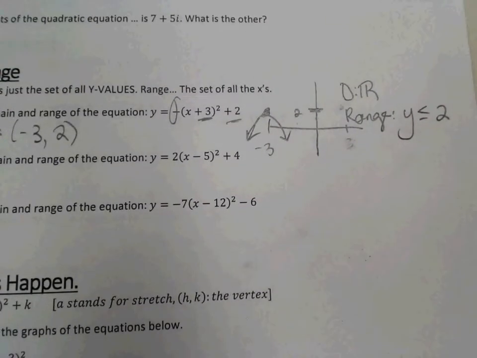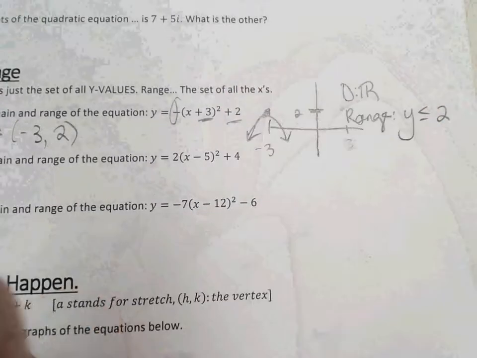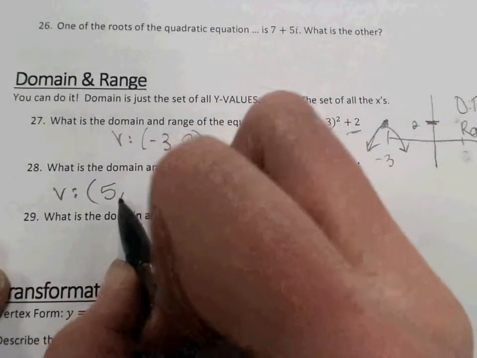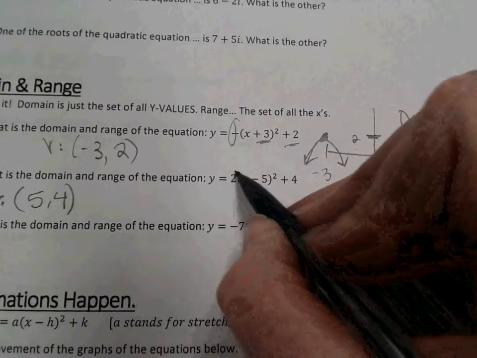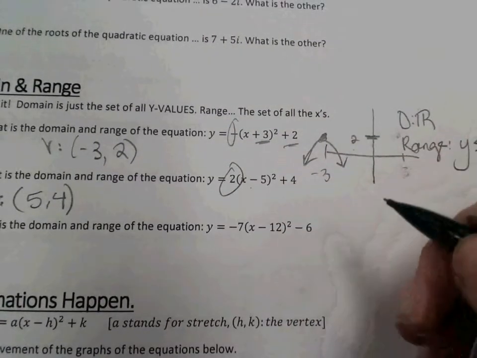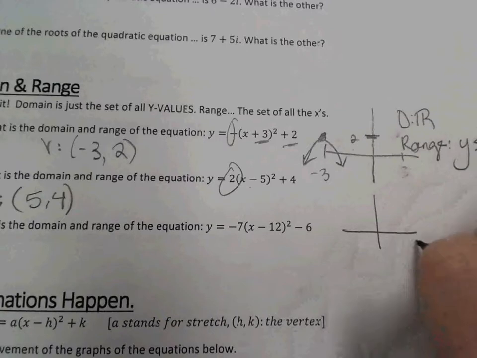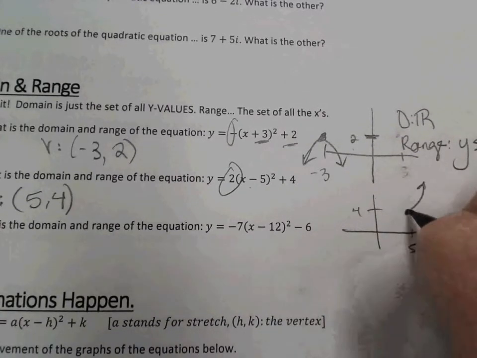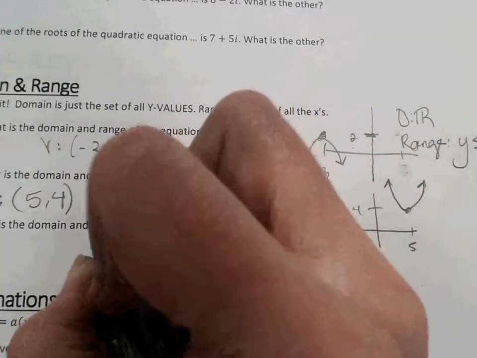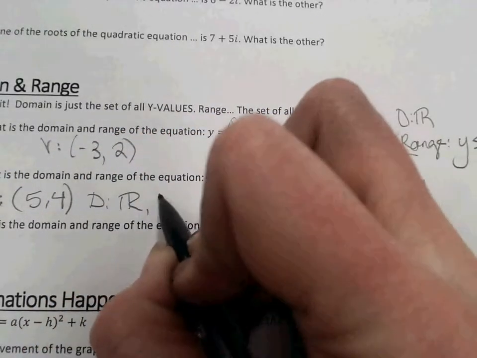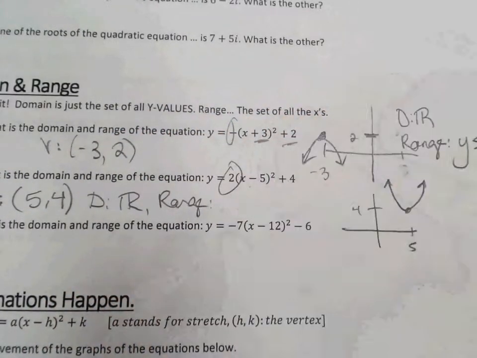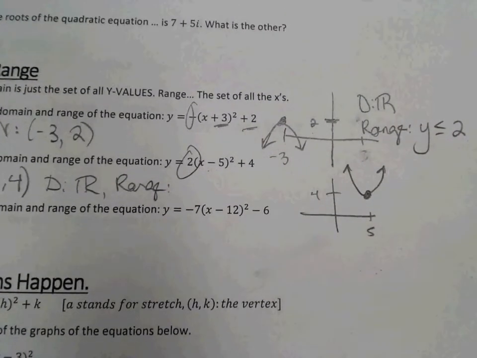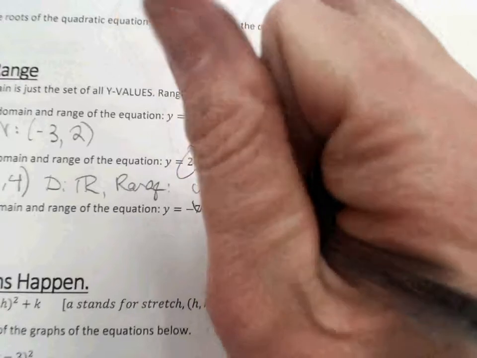Number 28, the vertex here is (5, 4), and it's a +2, so it's opening up. So (5, 4), opening up. Domain is, again, all real numbers. Range is all y values greater than or equal to 4. Y is greater than or equal to 4.